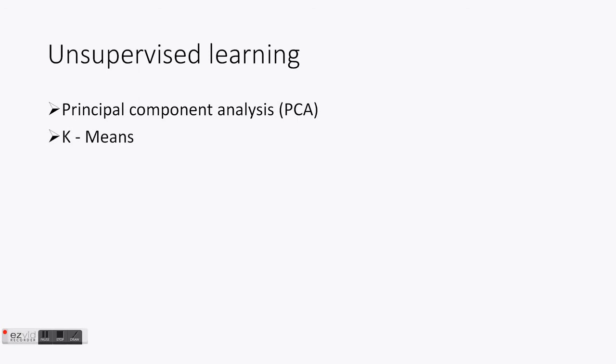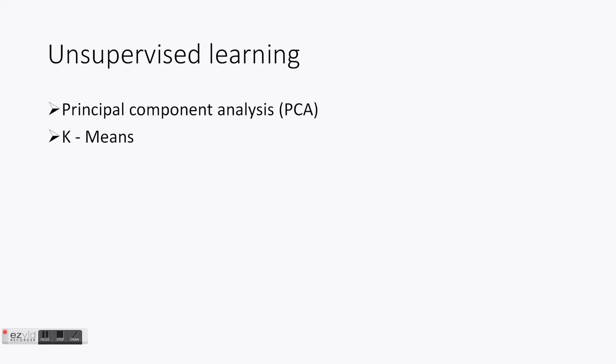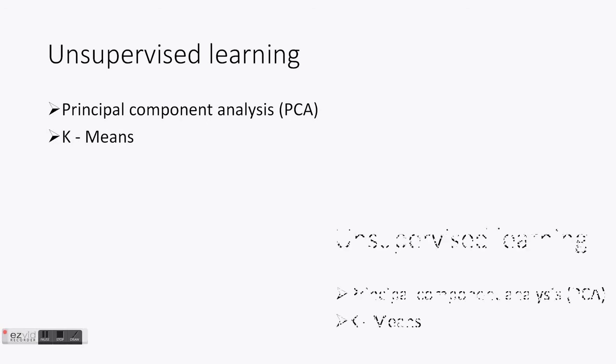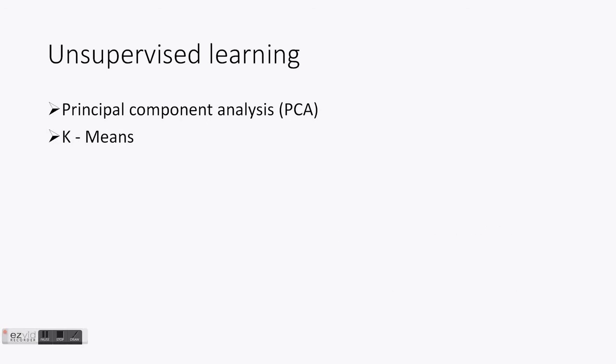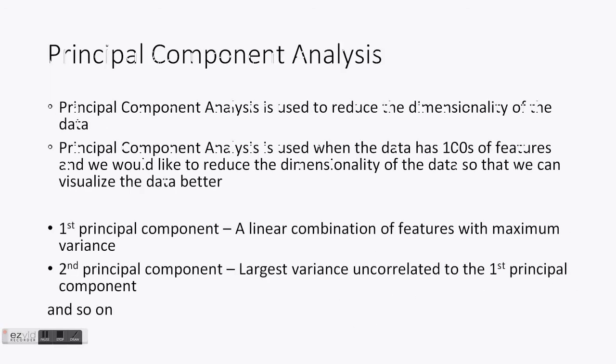You know what the input set of features corresponds to, some specific output response or variable. In unsupervised learning, we don't have that luxury. We just have a lot of data and we need to identify how to handle this. So there are a couple of techniques. One is principal component analysis, which is used in unsupervised learning, and it is used to reduce the dimensionality of the data.